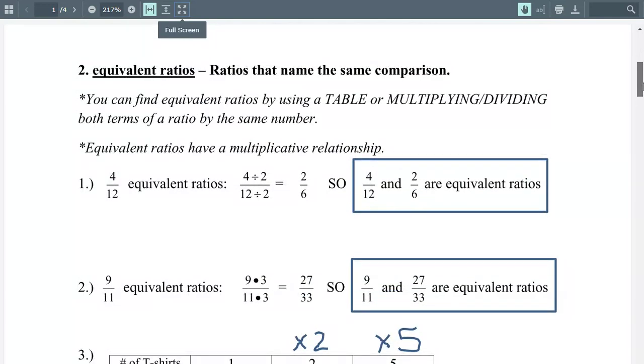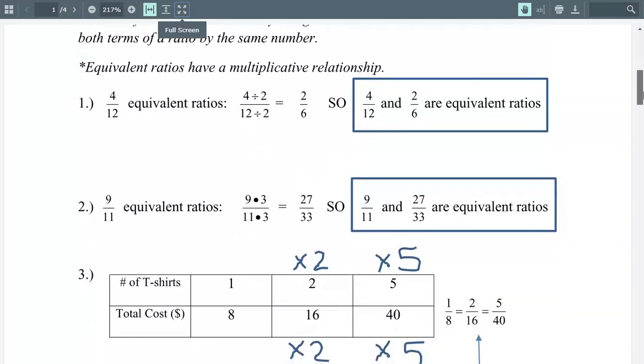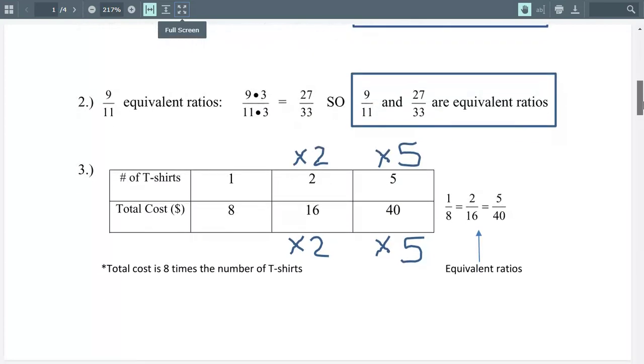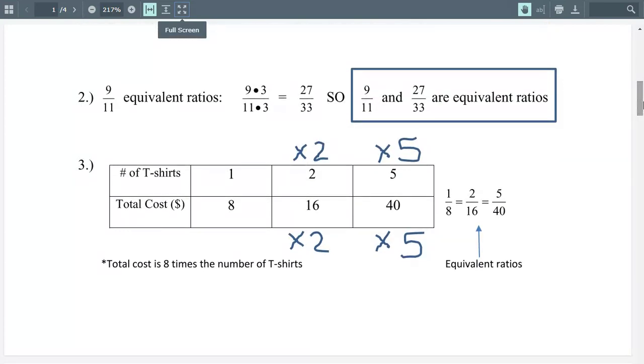Now, it does mention that you can create equivalent ratios by filling out a table or by multiplying and dividing. In the first 2 examples, I just multiplied or divided the top and bottom terms. Now, how do we create a table? Here's an example. Let's say the number of t-shirts is on top and the total cost is on the bottom. Let's say one t-shirt costs $8. That's in the first column.